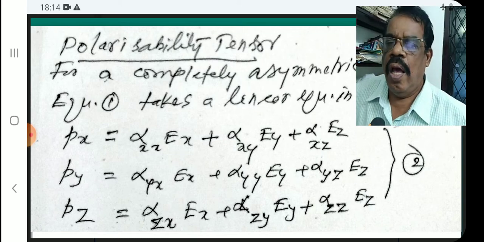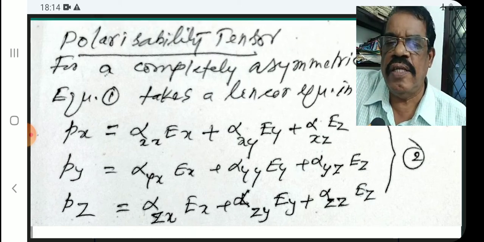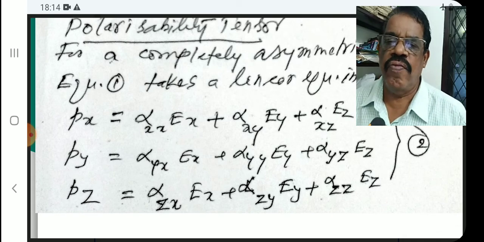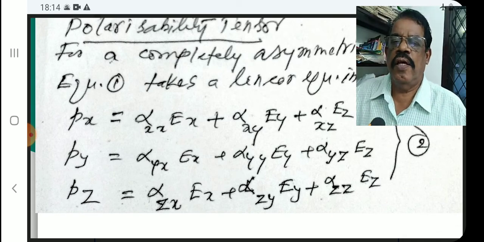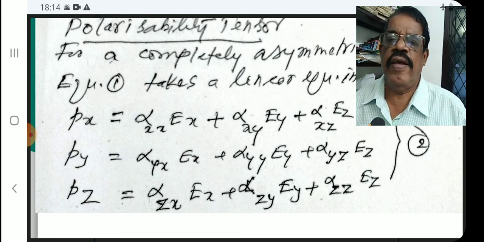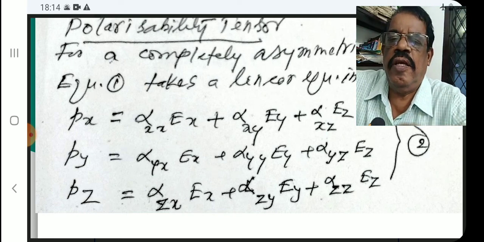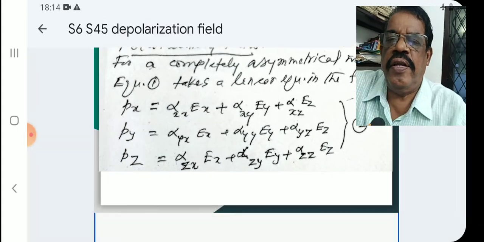And P z is equal to alpha zx E x plus alpha zy E y plus alpha zz E z. Alpha xx, alpha xy, etc. are components of the polarizability in different directions.